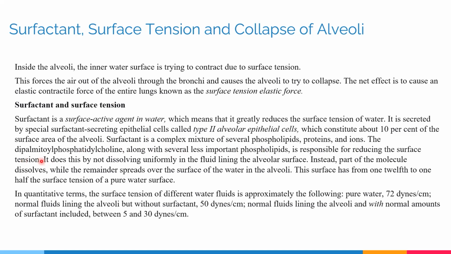The phospholipid dipalmitoyl phosphatidylcholine, along with several less important phospholipids, is responsible for reducing the surface tension. The mechanism via which phospholipids reduce the surface tension is that they do not dissolve uniformly in the fluid lining of the alveolar surface. Instead, part of the molecule dissolves while the remainder spreads over the surface of the water in the alveoli. This surface has 1/12 to 1/2 of the surface tension of a pure water surface.